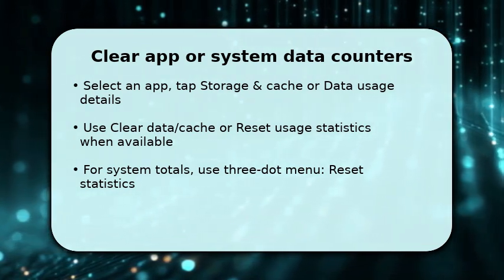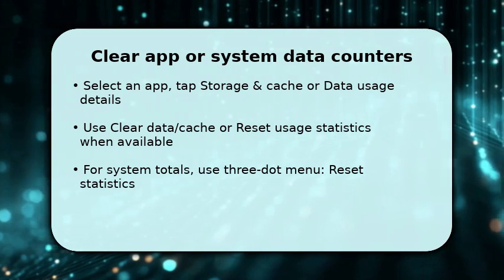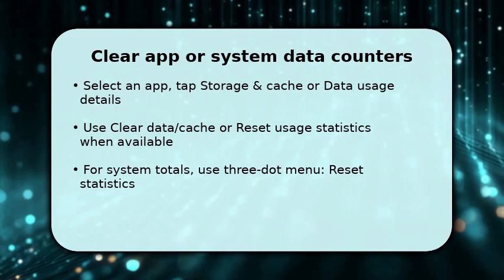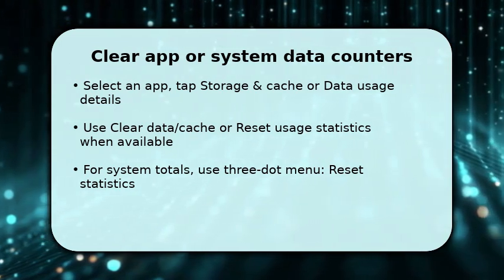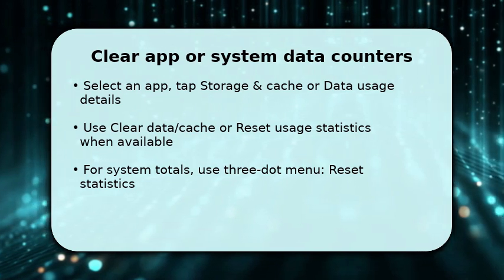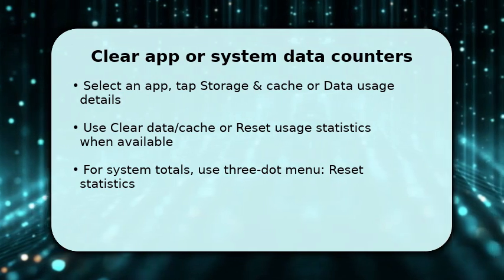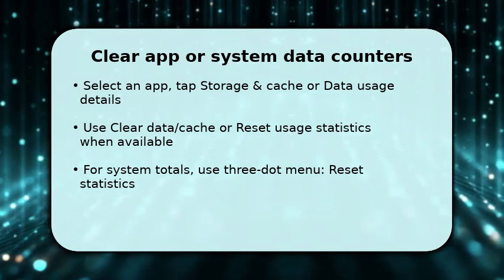If you need to reset totals, use the three-dot menu or reset statistics in data usage to zero the period counters. Make sure to pick the correct cycle date, otherwise numbers will repopulate. If an option is missing, proceed to the next slide to use developer tools or third-party settings.